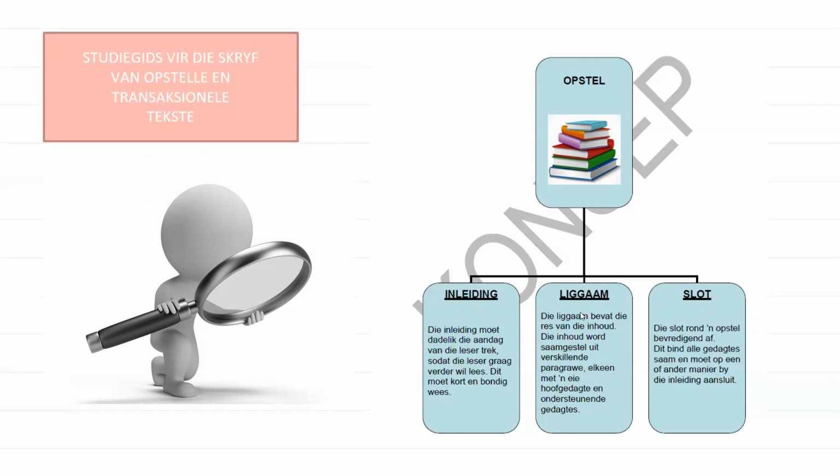Lichaam: it must have the content of the opstel. Paragrawe, a hoofgedagte and ondersteunende supporting ideas. Then the ending: dit moet die leser gelukkig maak eintlik, nee, so nie altyd nie. But if you write a slot paragraph, guys, it must be written so that the reader is surprised or it sort of has a good feeling emotion in the end. Dit moet al die gedagtes saambring. So everything should be connected in the slot paragraph. And remember again, no new information. Okay, take a picture.